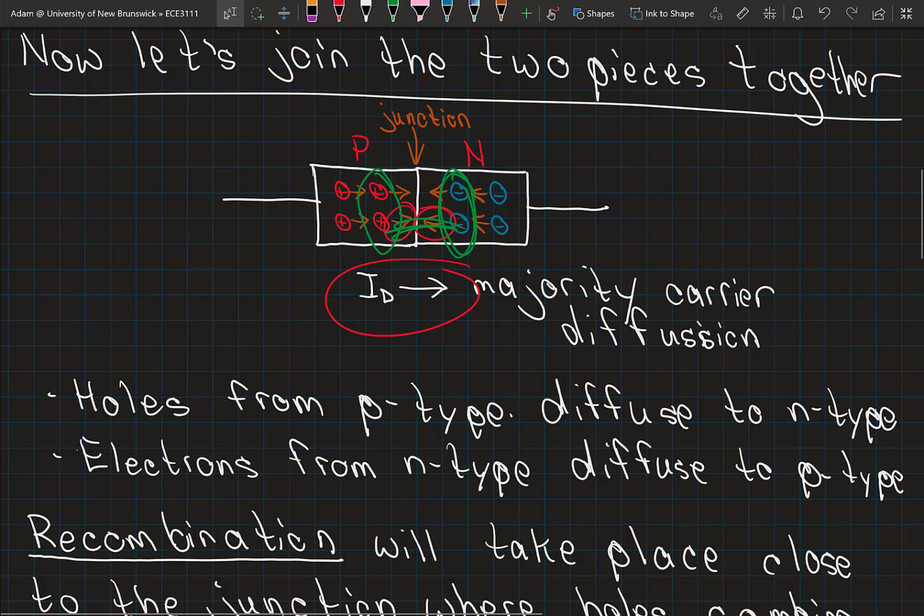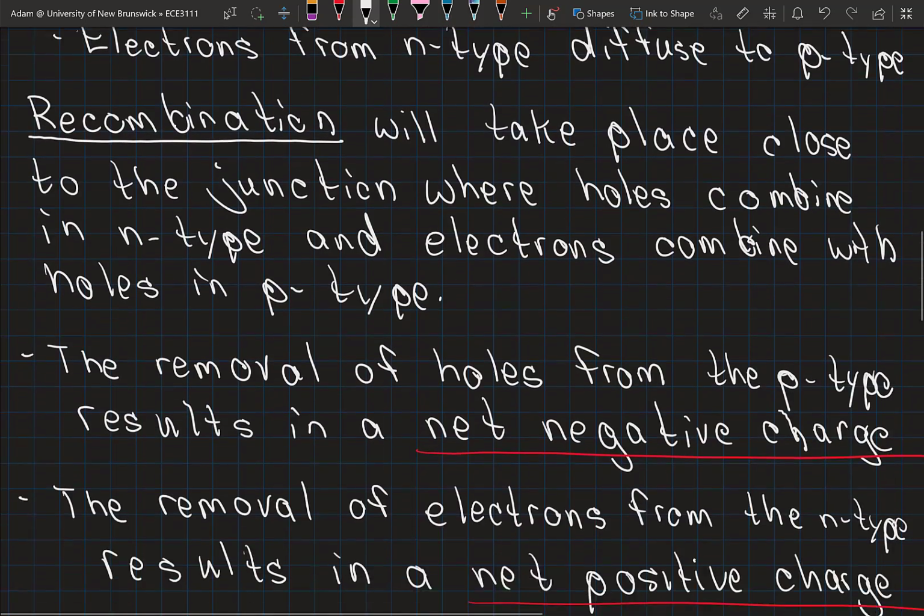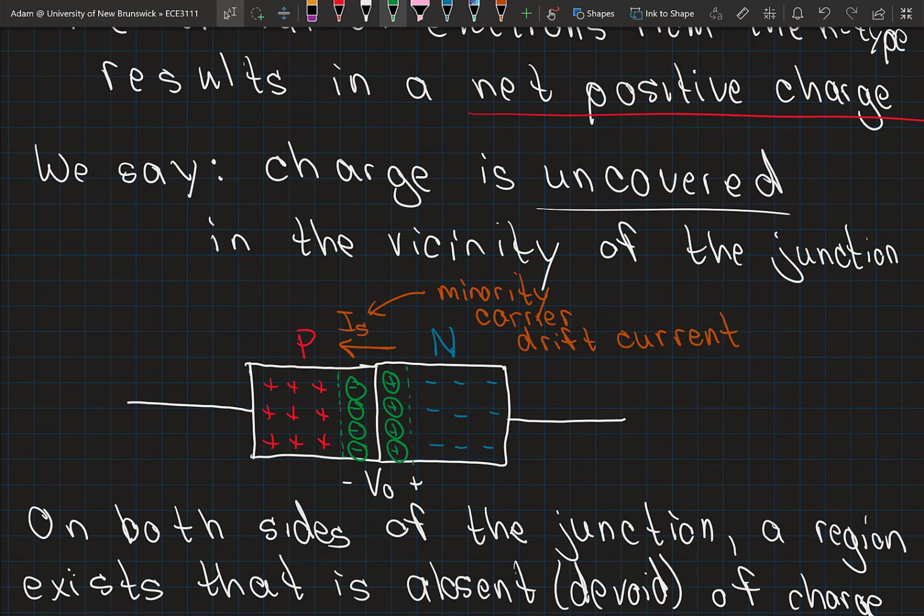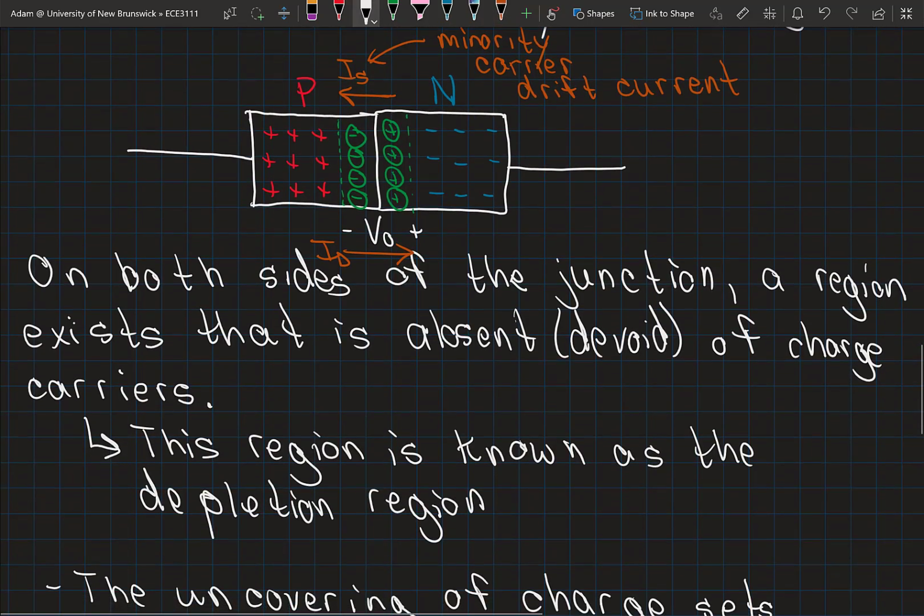If you go back, remember before we said that due to this difference in concentration, or this concentration gradient, we had a diffusion current, and maybe I'll add the word current on here just to be clear. So if I come back down to this diagram, we also have a diffusion current. Maybe I'll show this in orange as well. So we also have a diffusion current going in the opposite direction.